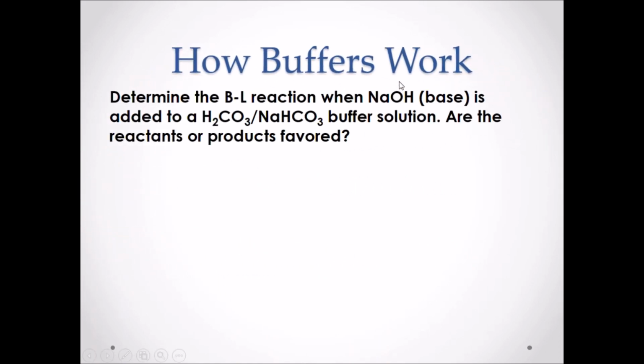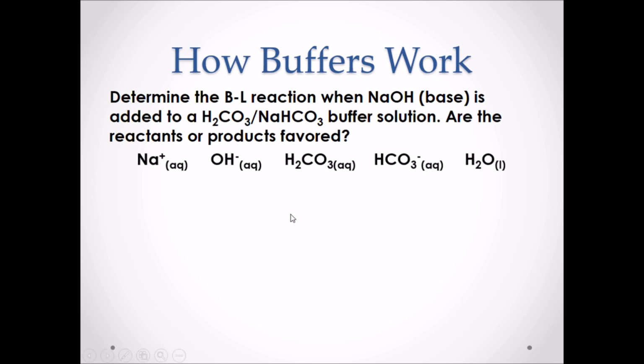How buffers work. Determine the Bronsted-Lowry reaction when NaOH, a strong base, is added to the H2CO3/NaHCO3 buffer solution. Are the reactants or products favored? Pause the video and attempt this example.